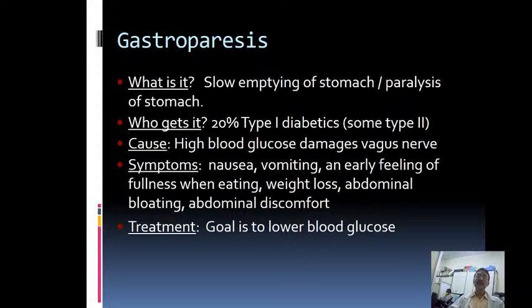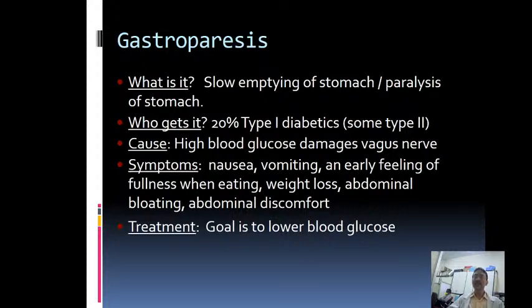It is also seen in non-insulin dependent diabetes or type 2 diabetes, but for type 2 diabetics to get gastroparesis, the diabetes should have been present for a longer period of time. In other words, gastroparesis can be seen early in type 1 diabetics, and a little later in type 2 diabetes. The cause of gastroparesis in diabetes is uncontrolled diabetes causing damage to the vagus nerve.